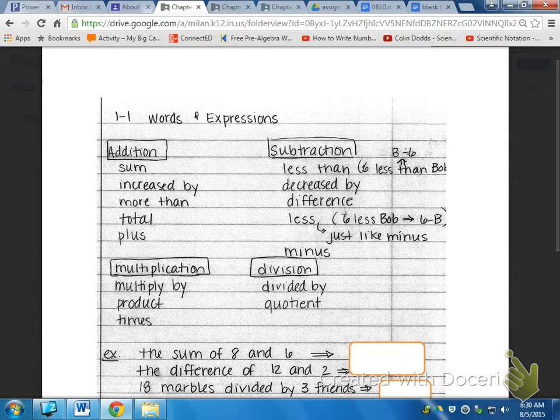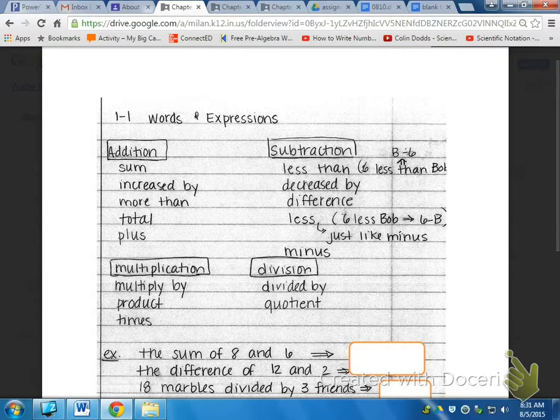Lesson 1-1, words and expressions. So you have heard many times the different words that stand for our math operations, and that's what's listed there at the top. So I'm just going to review those. Addition, if you see the word sum, so the sum of something and something, that means you're going to add.